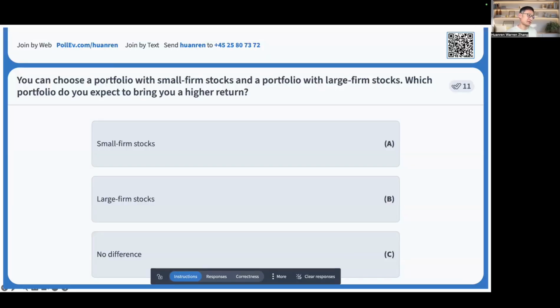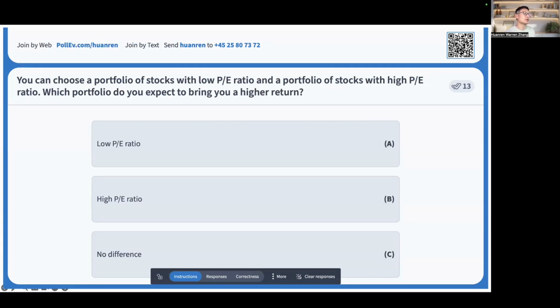You can choose a portfolio with small firm stocks and a portfolio with large firm stocks. Which portfolio do you expect to bring you a higher return? So think about this. Later, we'll present some evidence. The second question, you can choose a portfolio of stocks with low PE ratio and a portfolio of stocks with high PE ratio. Which portfolio do you expect to bring you a higher return?